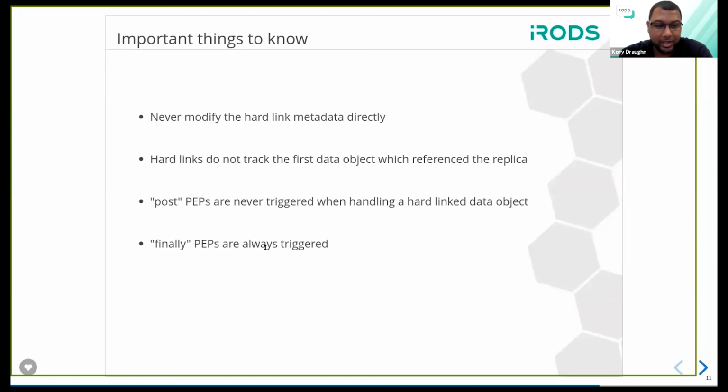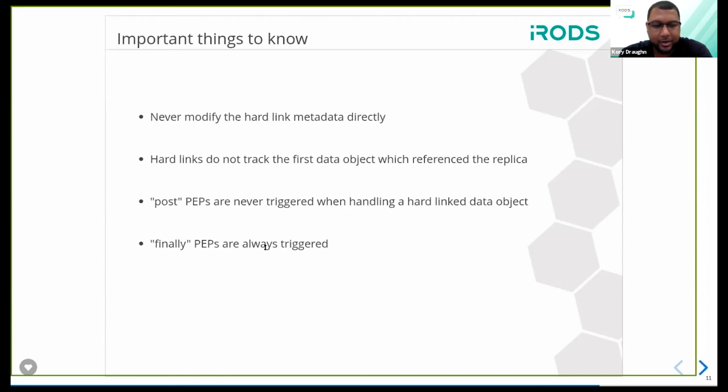has to be manipulated. So again, we have to think about the rule engine skip operation, and that when this skip operation is returned, the actual operation and the post PEP will never fire because hard links is overriding that behavior. And this has some important ramifications that I'll discuss on the next slide.